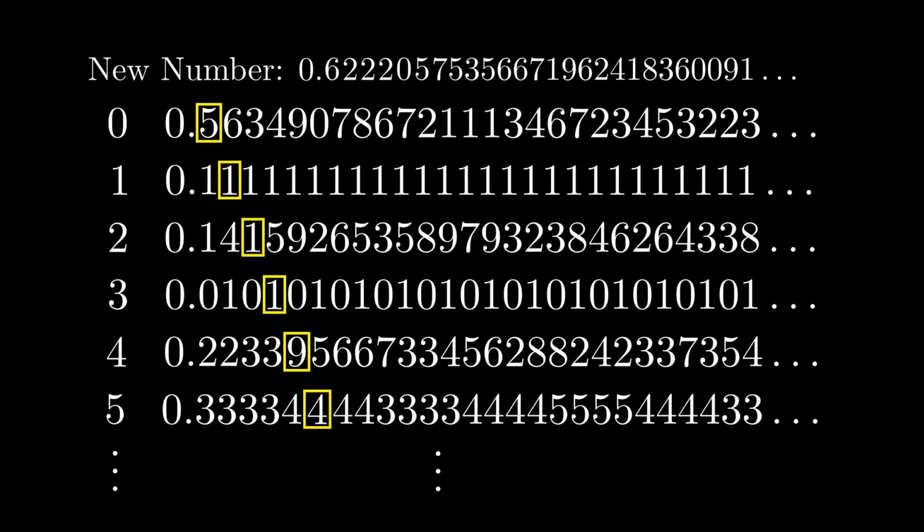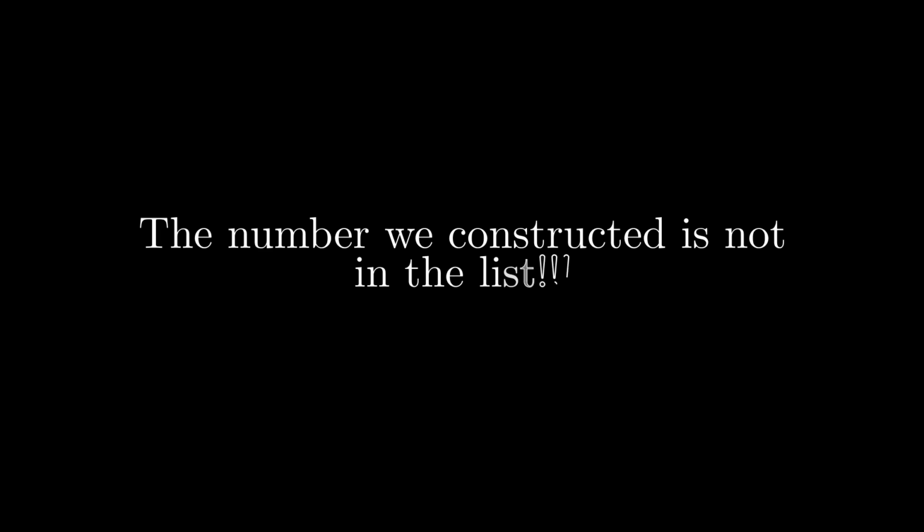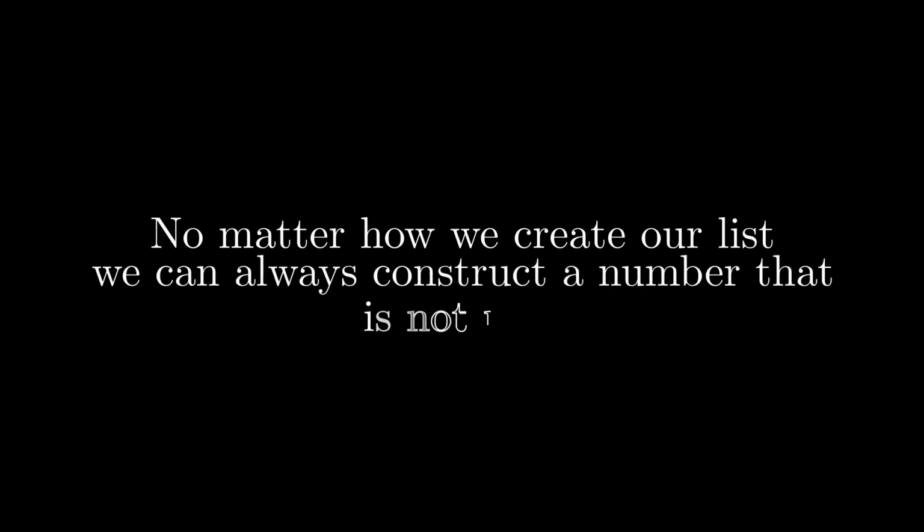This process clearly gives us a new real number between 0 and 1, but how do we know that it's not in the list? Well, this new number is different from the first number in the list at the first digit, the second number in the list at the second digit, the third number in the list at the third digit, and so on. So the new number we just generated is different from every number in our list at least one digit, which means it cannot possibly be in the list. And the key here is that no matter how we create our list, we can always construct a number that is not in it.